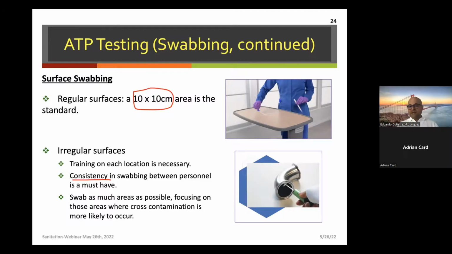Because if your goal in this example is to swab the interior and somebody swabs the exterior, then the measurement can be completely different. And so in these irregular surfaces is where I see the biggest variability and many issues with pass and fail values, not because there is a problem in sanitation, but because there is a problem in the training of how each area should be swabbed.